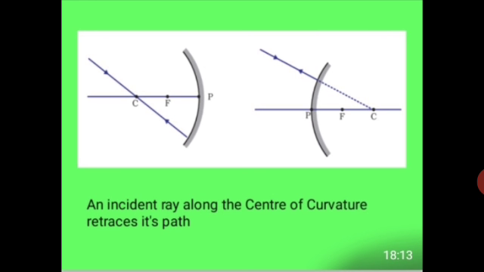In case of the convex mirror, the light retraces the path, but we have to extend it in the backward direction to meet the principal axis at C.